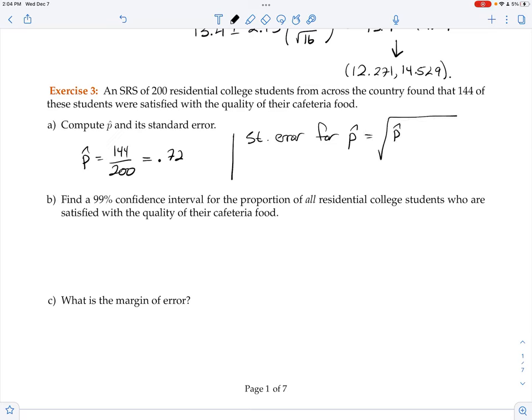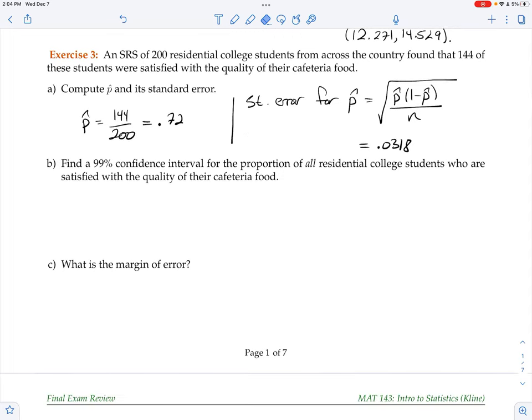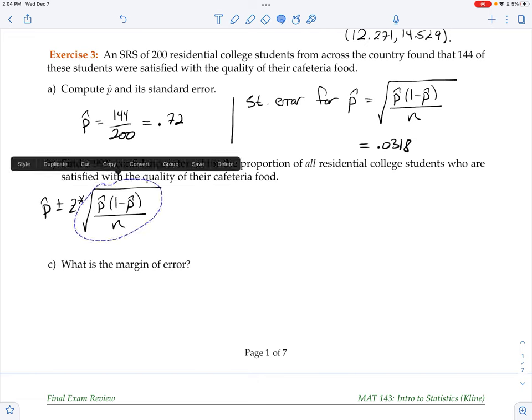You're going to get p hat times 1 minus p hat, divided by n, and so the standard error is going to be equal to, I got 0.0318. So we'll just say equals 0.0318 when you plug everything in there. Okay, 99% confidence interval, so I'm using the formula p hat plus or minus z star times this guy right here. I'll just copy this. So we'll put that right there.